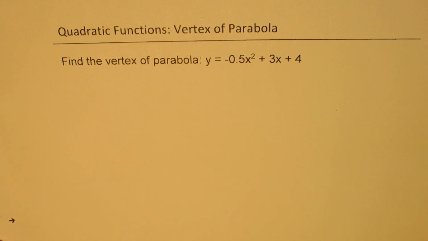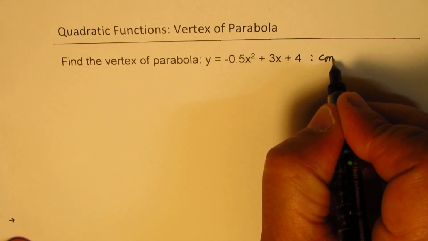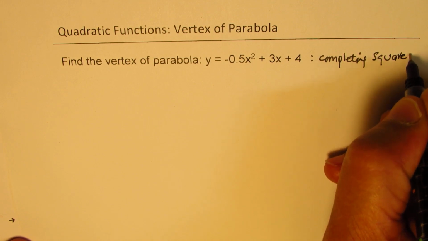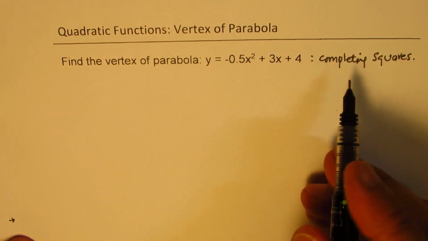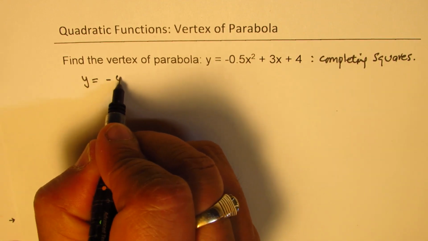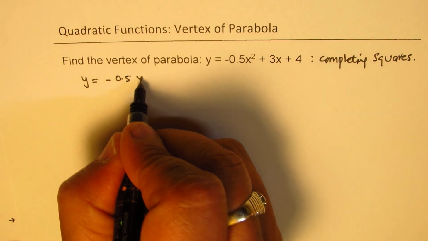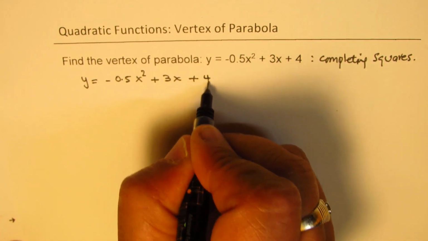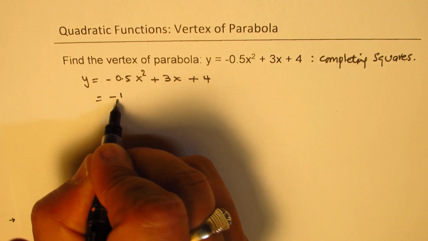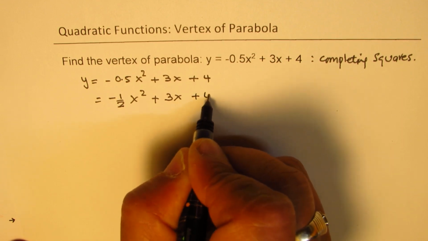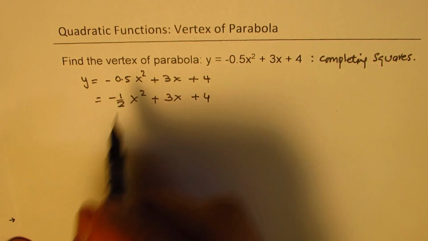The last method is the most commonly used. We'll use completing the square now. You can look into my videos for more examples. So here we have y equals minus 0.5 x squared plus 3x plus 4, right? So let me write 0.5 as half. So I'm rewriting this equation, writing 0.5 as half, right?